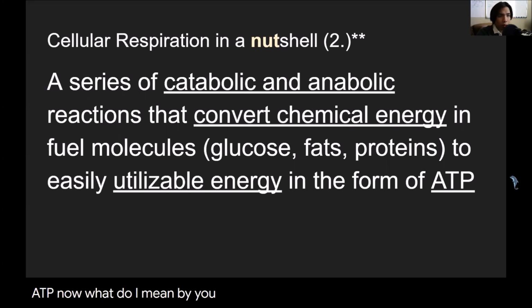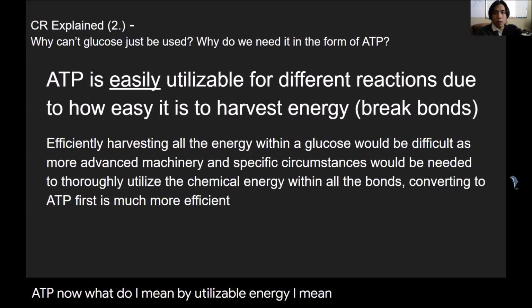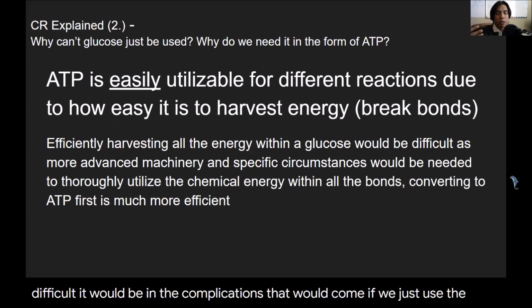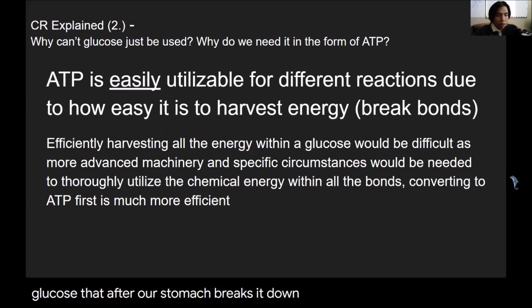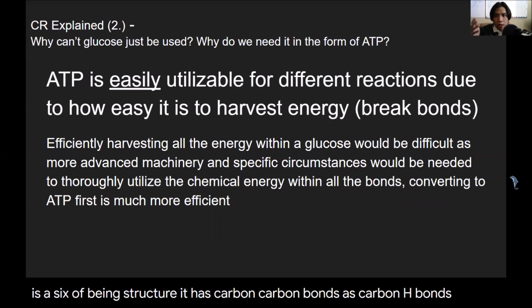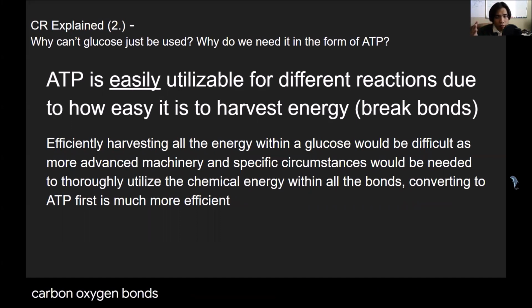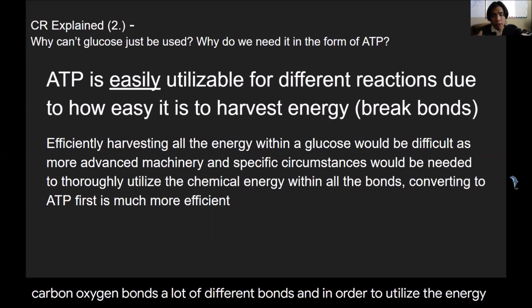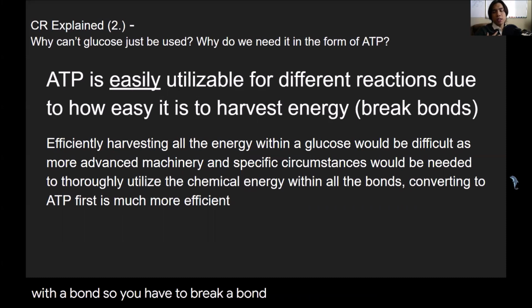Now, what do I mean by utilizable energy? Well, let's consider how difficult it would be and the complications that would come if we just used the glucose that, after our stomach breaks it down, we just have glucose. So glucose is a 6-ring structure. It has carbon-carbon bonds, it has carbon-H bonds, it has carbon-oxygen bonds. A lot of different bonds. And in order to utilize the energy within bonds, you have to break a bond. Processes all over our body need energy.